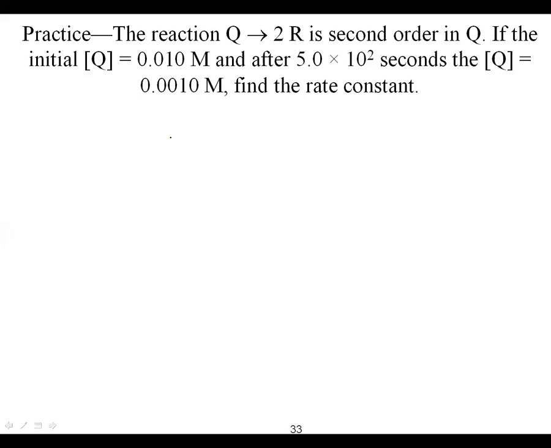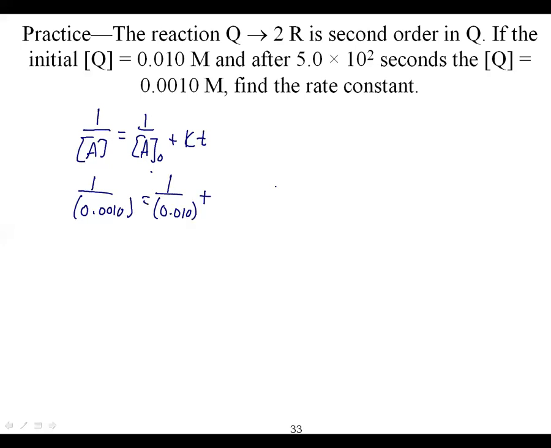Okay, so let's take a look. So here it says the second order. So we do want to use the correct equation, which is this guy, 1 over A equals 1 over A naught plus KT. In this case, we're looking for K, and we do have our initial and our final. So remember, our final is the smaller guy, so 0.001 equals 1 over our initial, which is 0.01, plus, again, this is the only ones that are plus, K, which is what we're looking for. And there we have our time, which looks like 500 seconds.